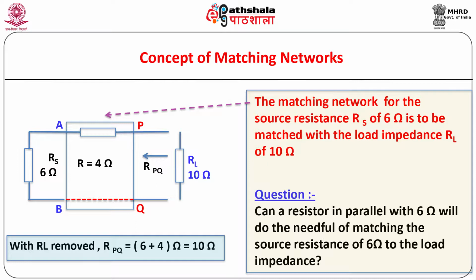The matching network is a simple resistance of 4 ohm connected between terminals P and A with a short circuit placed between terminals Q and B as shown. Is it so easy for any given load? Definitely not. Can a resistor in parallel with 6 ohm do the needful for matching the source resistance of 6 ohm to the load impedance? Certainly not, because it leads to a negative value of minus 15 ohm of R, which is not a practically acceptable solution.